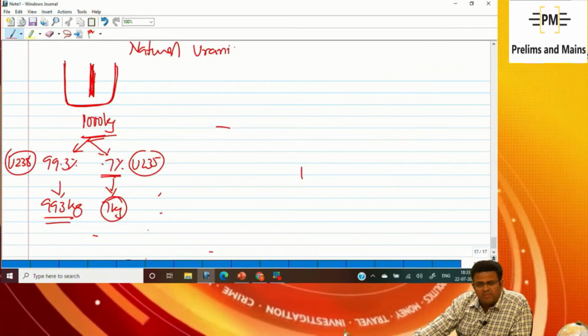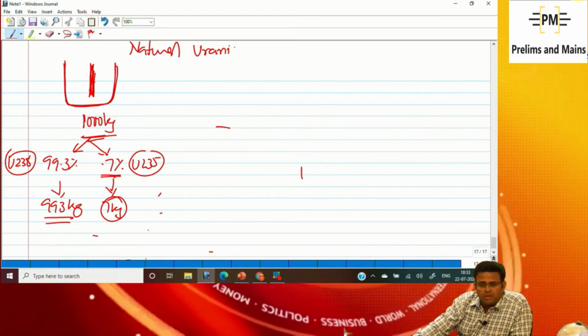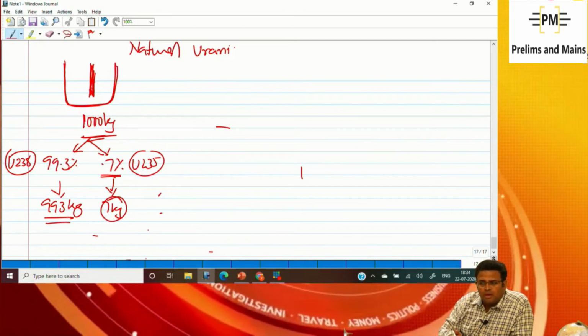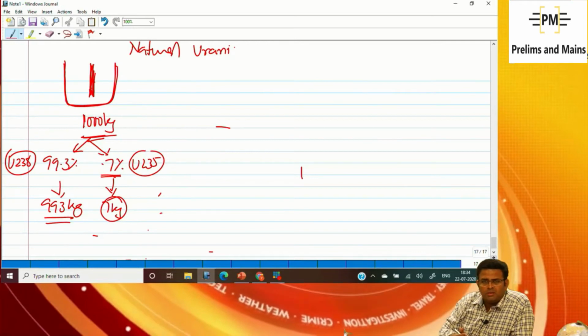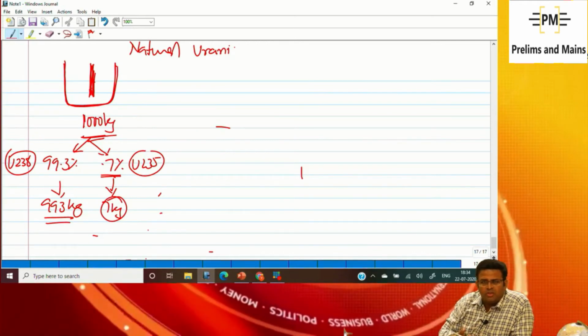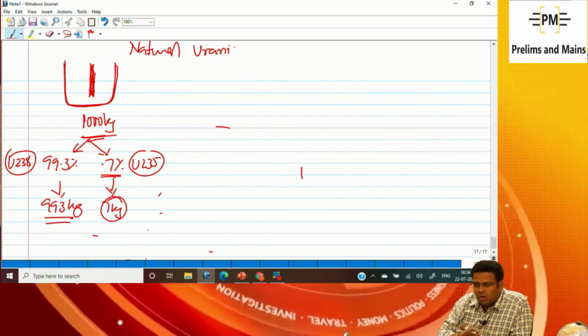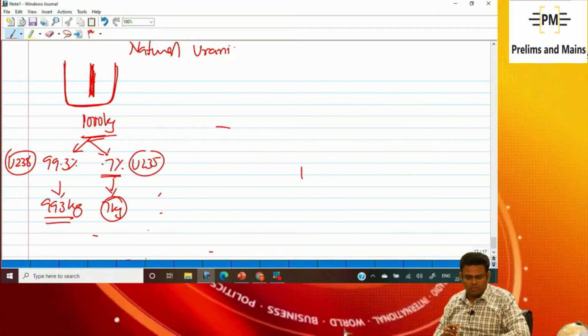I think this much, 7 kg of uranium-235, is too little, because even if the chain reaction starts, in 10-20 days it will finish. The 7 kg of uranium will be very less, so we cannot sustain the reaction. There should be a good amount of uranium-235. That is what India does.